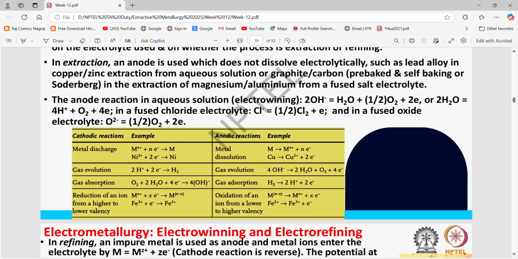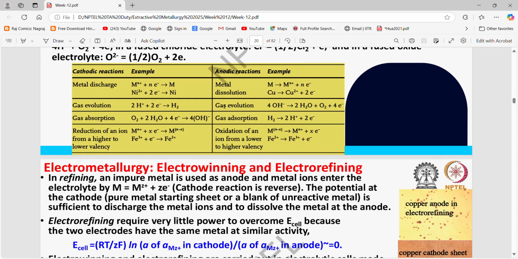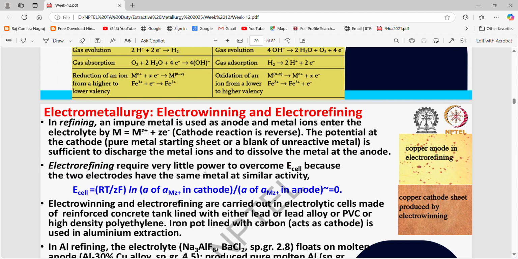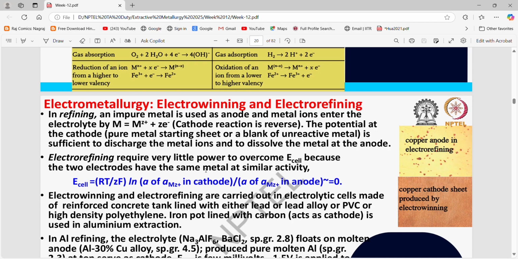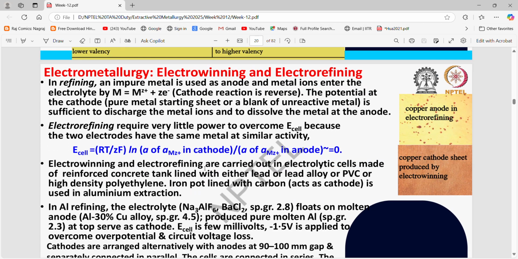So reactions will change according to the need, whether we are going with the electrowinning process or the electrorefining process. In refining, an impure metal is used as the anode, and metal ions enter the electrolyte by following the reaction from M, which is going to get converted into metallic ions. So the cathode reaction is getting reversed.